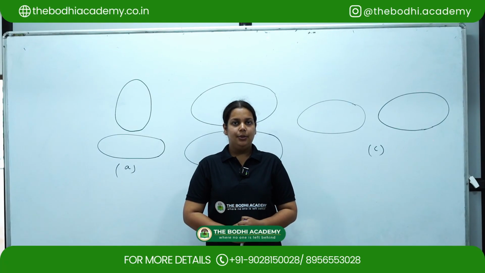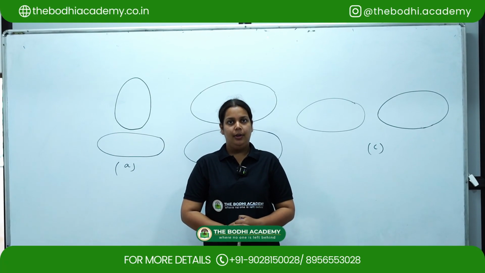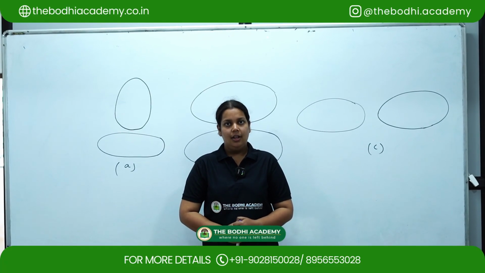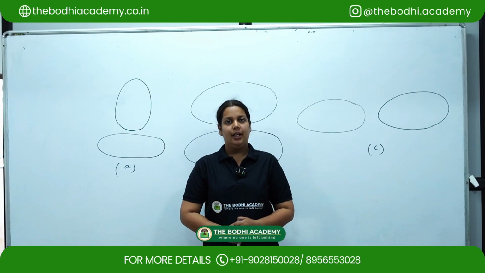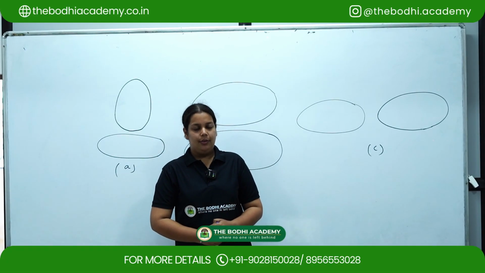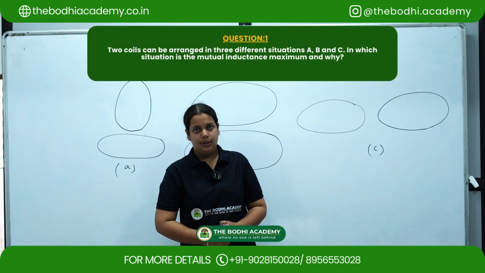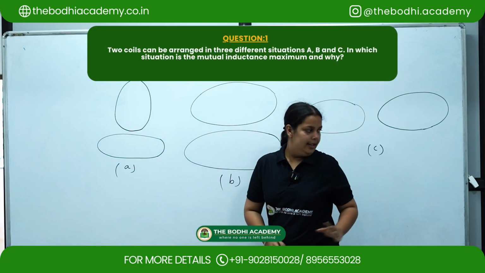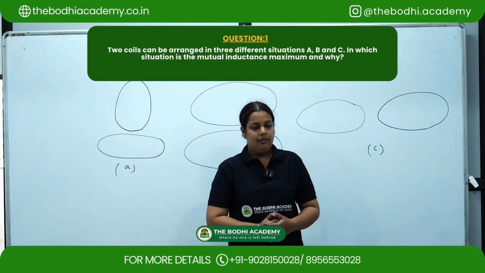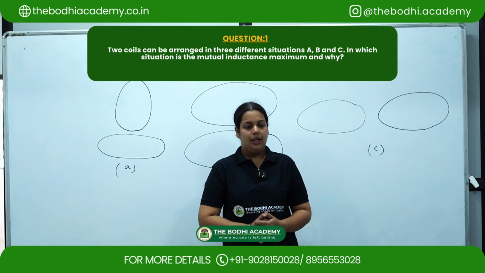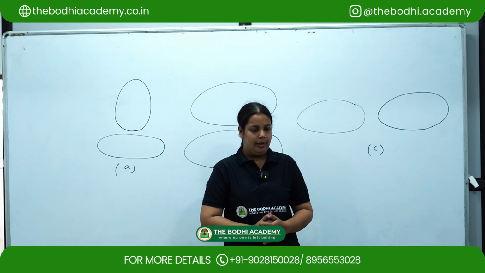In today's PYQ series, we are going to solve PYQs of 12th Physics, chapter Electromagnetic Induction. So let's solve the first question. Two coils can be arranged in three different situations, A, B and C. In which situation will their mutual inductance be maximum, and why?